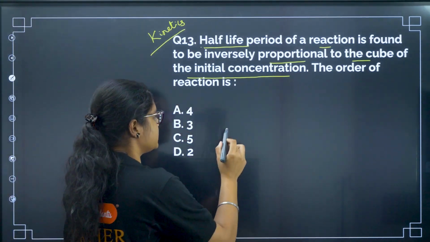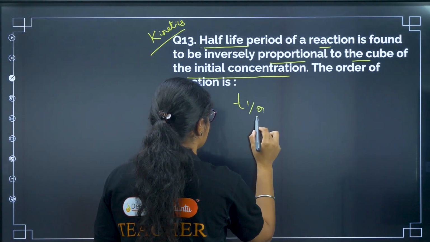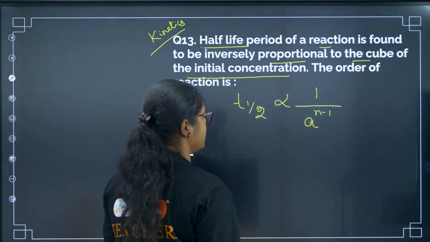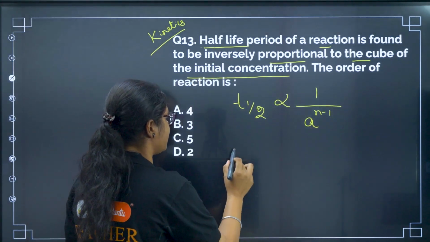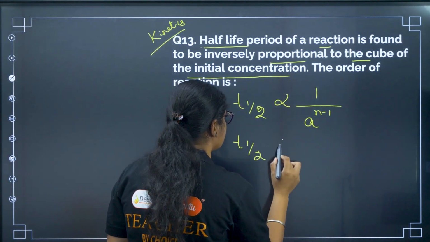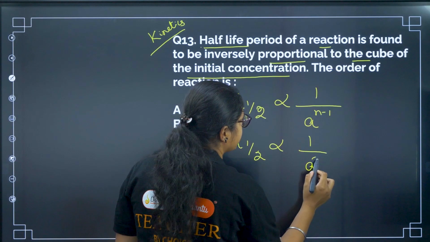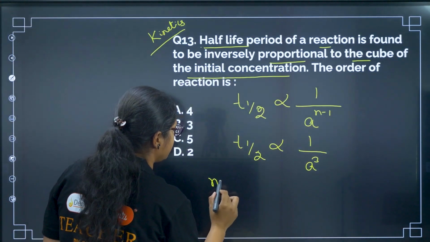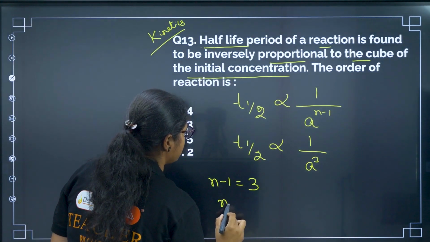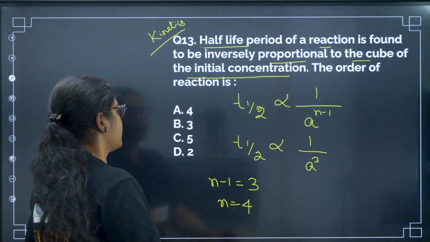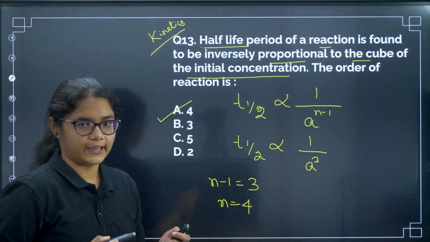So for this you should know the general formula. T half is proportional to 1 by a to the power of n minus 1, right? So according to the question, T half is proportional to 1 by a cube, a3, right? So I can equate n minus 1 is equal to 3. So n will be equal to 4, right? So it is a fourth order reaction. Correct answer for this question is option A.